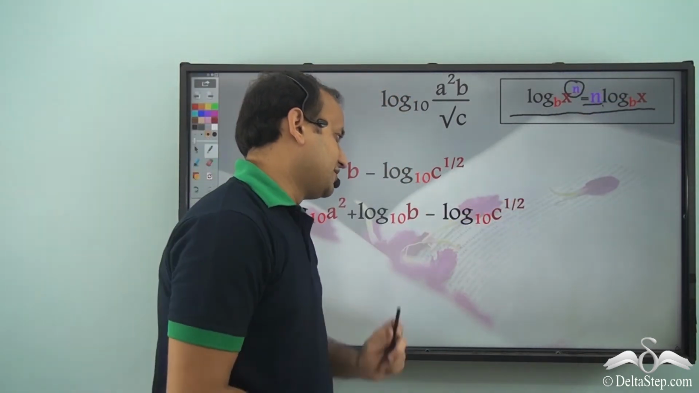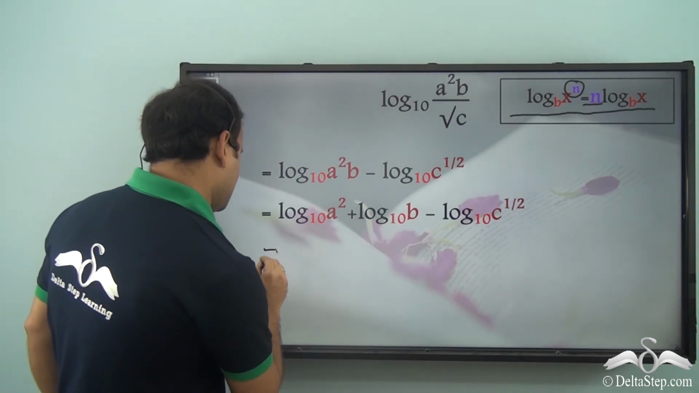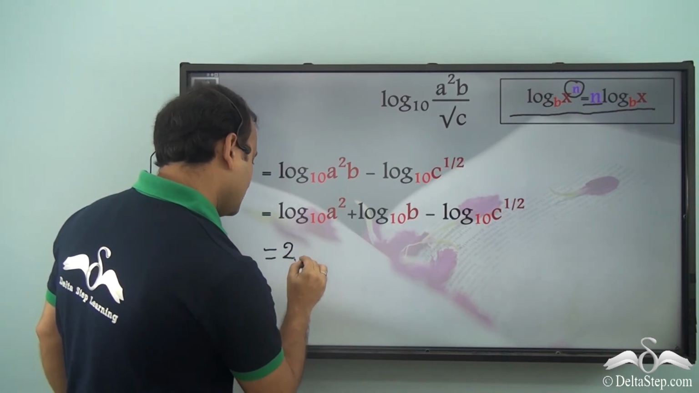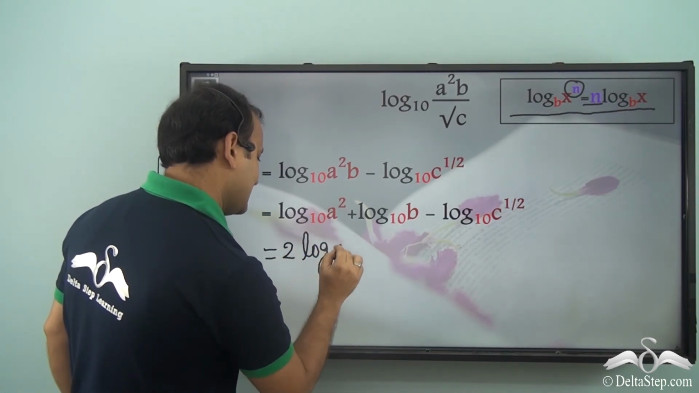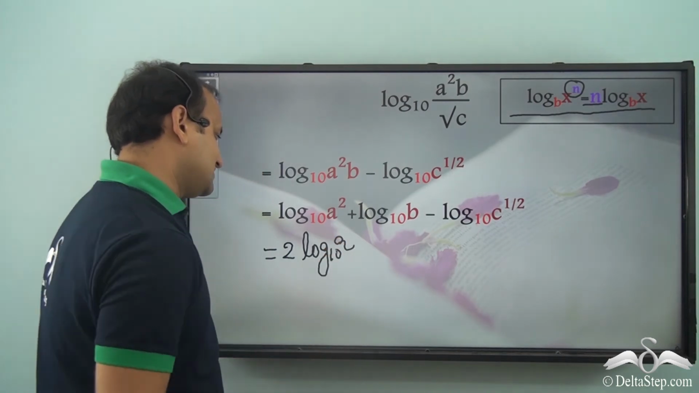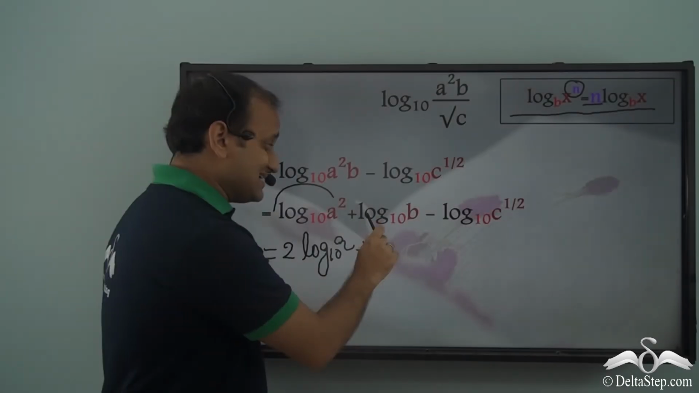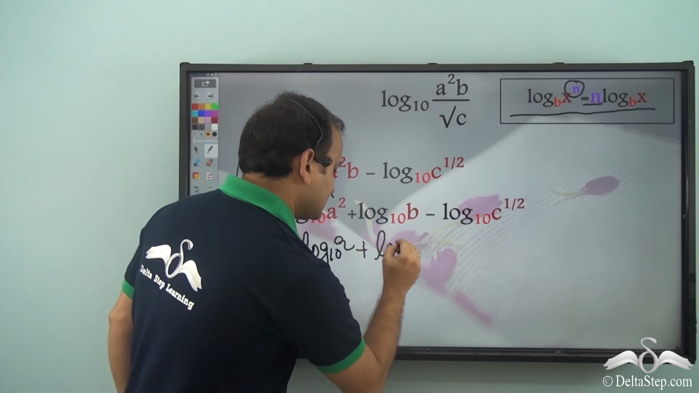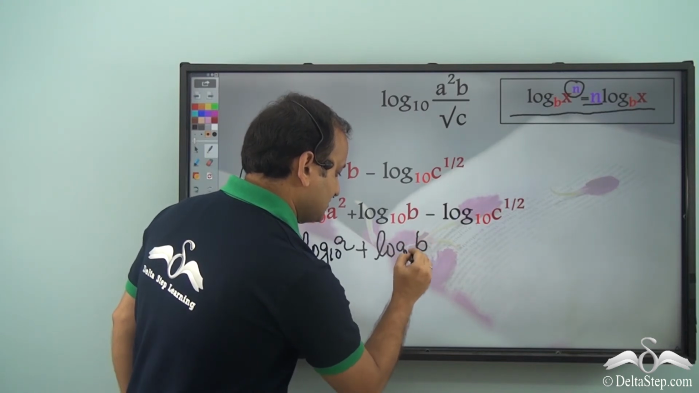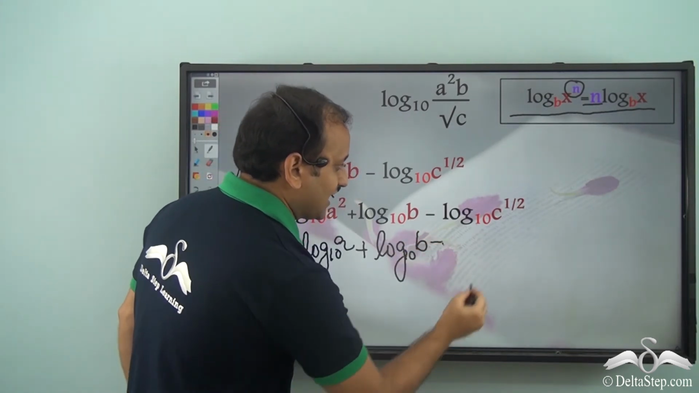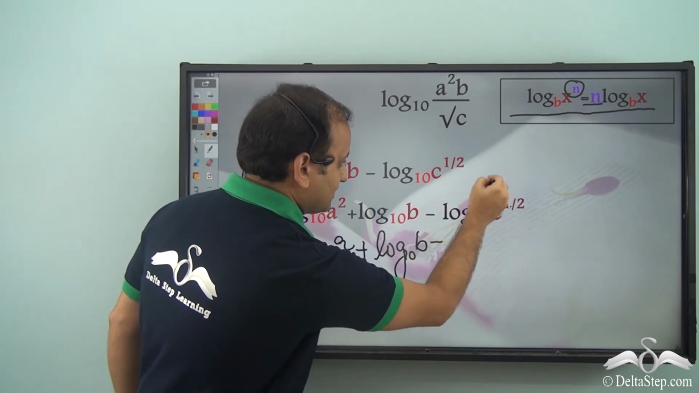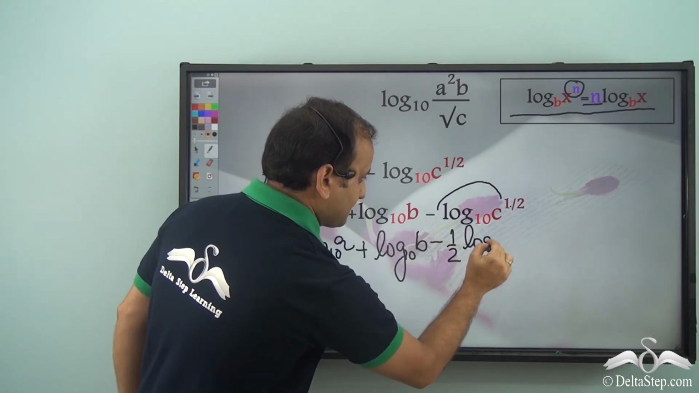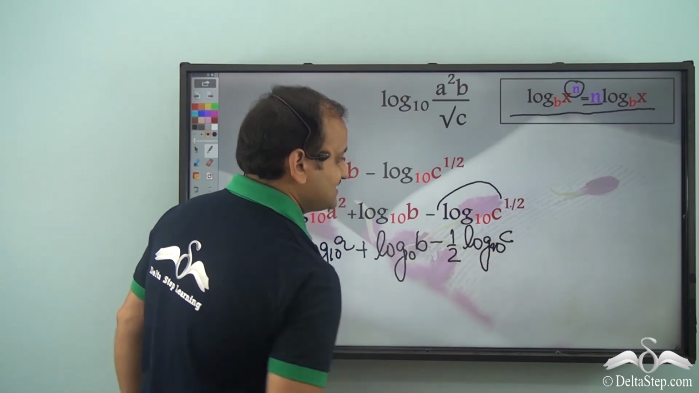So we have two powers here. So let's bring them here. So log of a square to the base 10 can be written as 2 log a to the base 10, isn't it? The 2 moved here. Now this has a power of 1, which need not be mentioned. So we can write it as log b to the base 10 minus, again we have a power which will come down here. So we'll have 1 by 2 log c to the base 10.